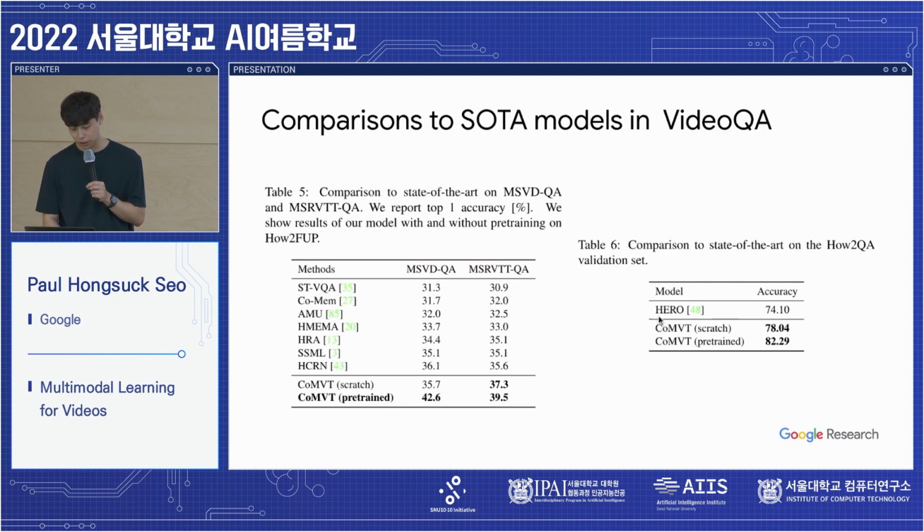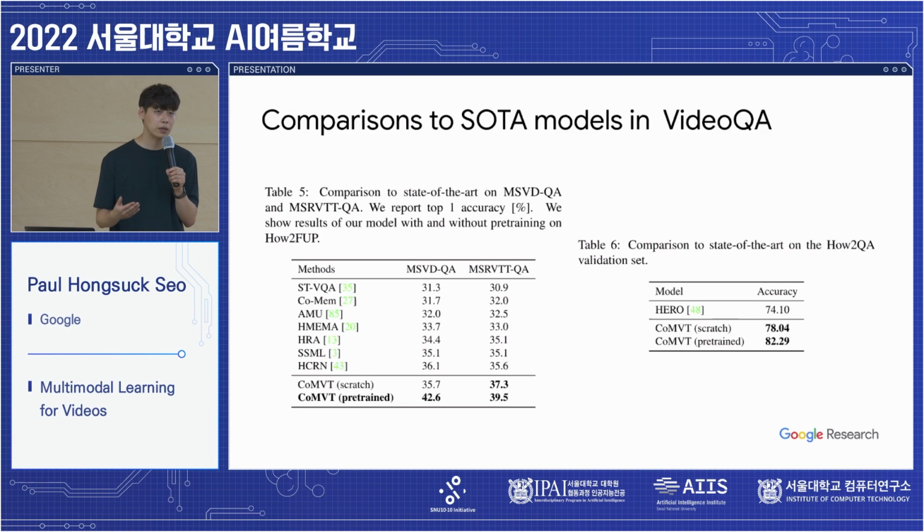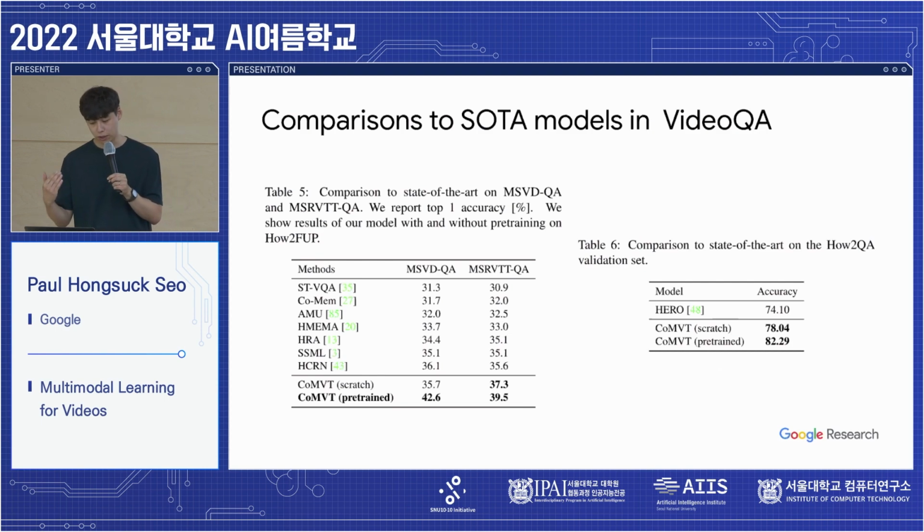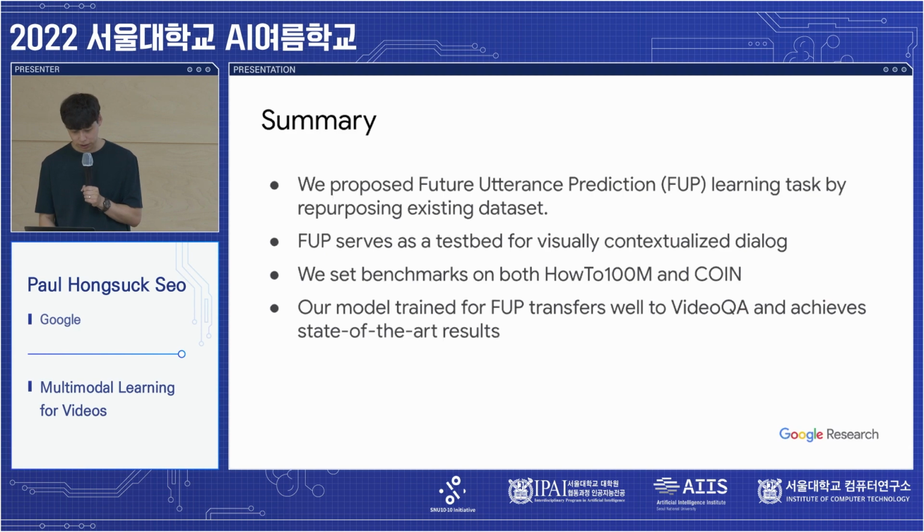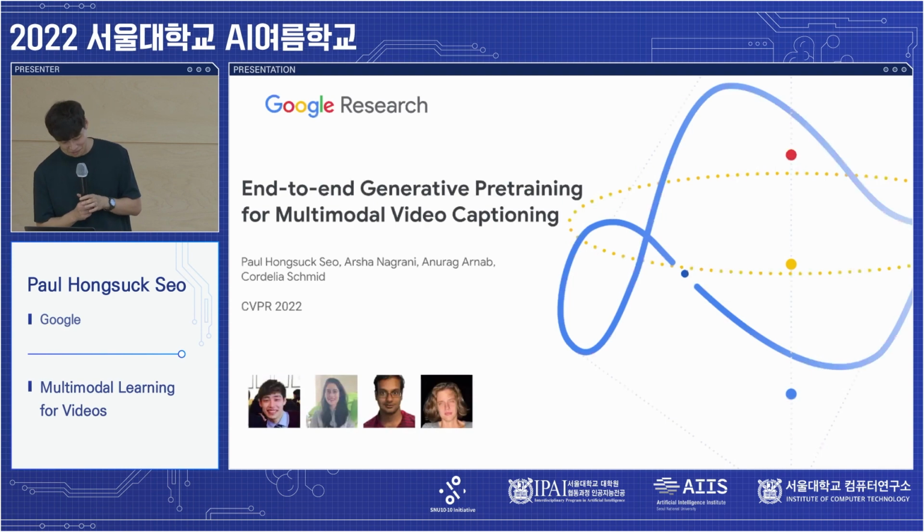And here, Hero is also a pre-training method, the state-of-the-art pre-training method at the time. And we found that our model was also performing better compared to existing pre-training methods. So this task is quite a reliable pre-training task too. That's what we found. So this is the first work. If you have any questions, I can answer. If you don't, I can move quickly because I think I should speed up a bit.